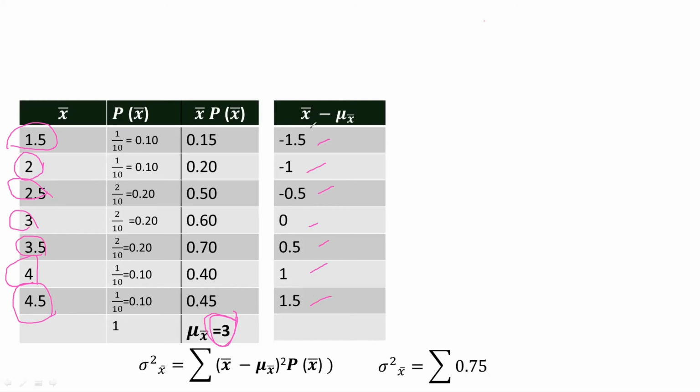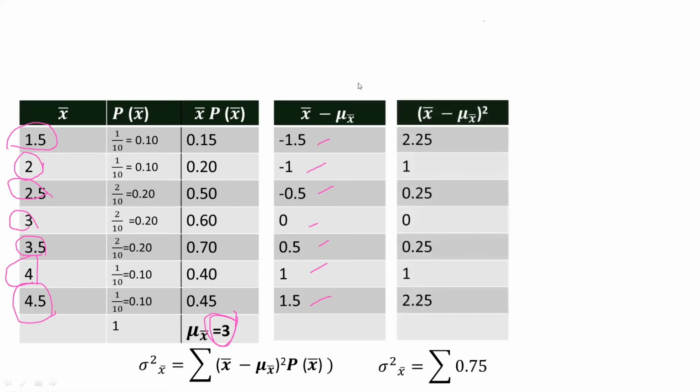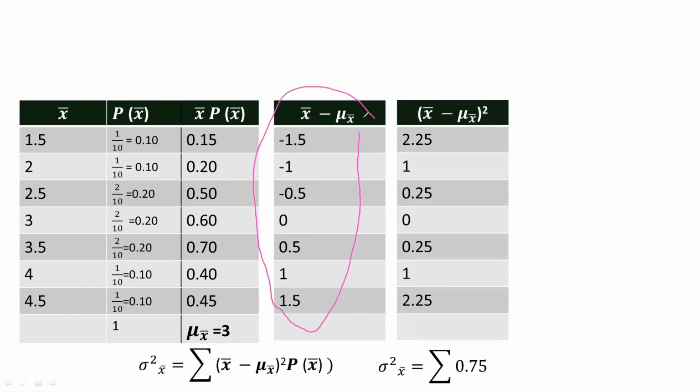So now, nakuha na natin yung sample mean minus mean of the sample mean. We will proceed now to the next column. So ano ba yung next column natin? So yung next column natin is the square of the sample mean minus the mean of the sample mean. So ang gagawin lang natin is to square the answer in this table. So, i-square lang natin yung answer natin dito.